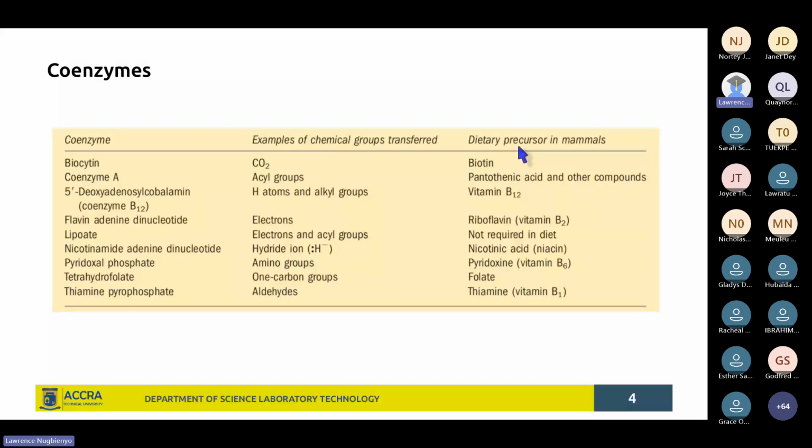coenzymes. So for instance, what we consume as a vitamin, biotin. I think biotin is vitamin B7. That vitamin B7 is in its inactive form, and it gets activated into a coenzyme referred to as biocytin.